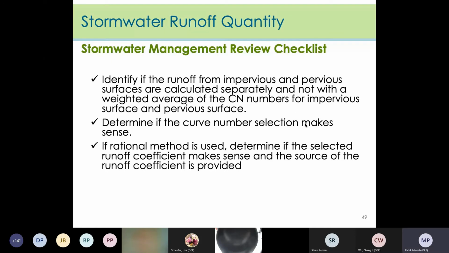Next on the review checklist is to identify if runoff from impervious and pervious surfaces are calculated separately and not with a weighted average curve number. We need to make sure that the curve number selection is appropriate for the land cover, and if the rational method is used, the runoff coefficient makes sense.